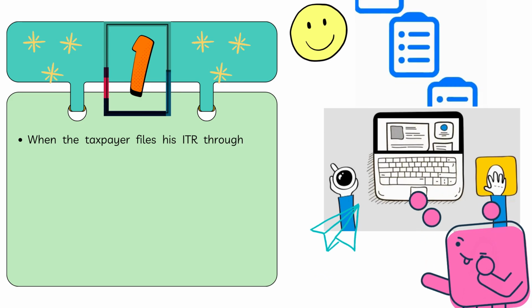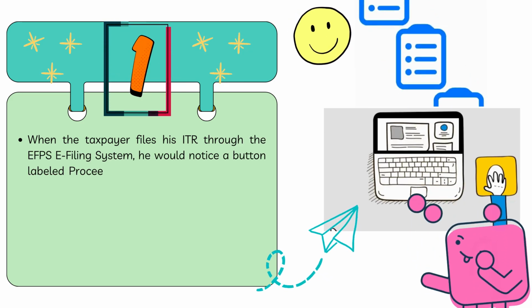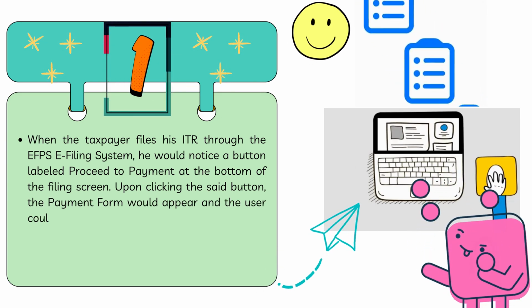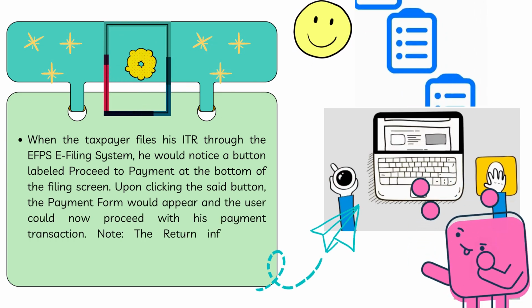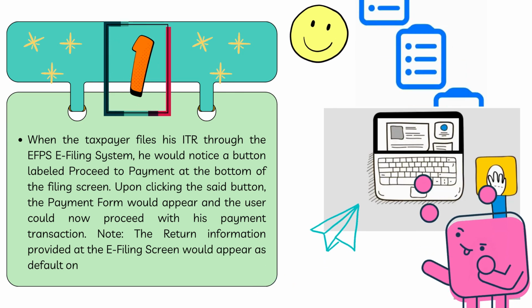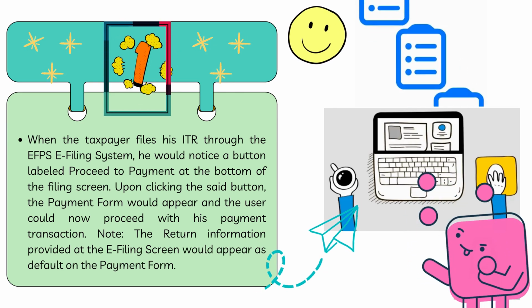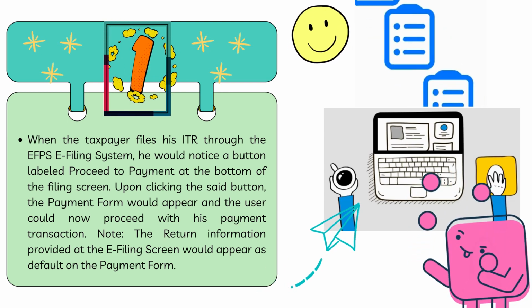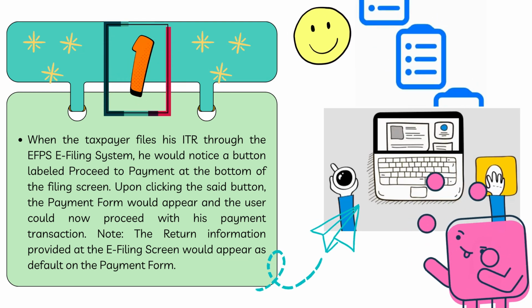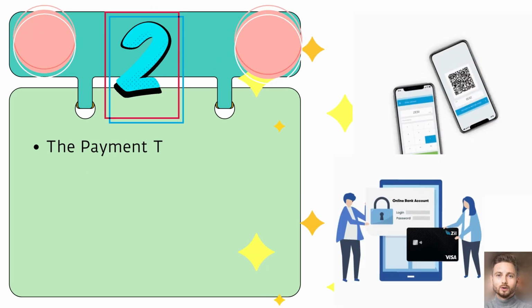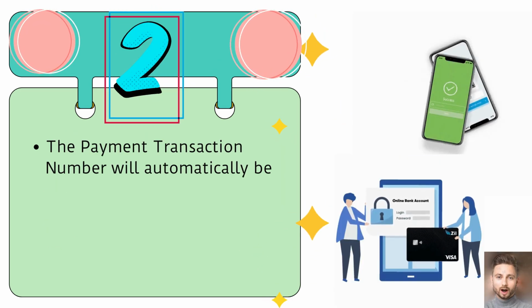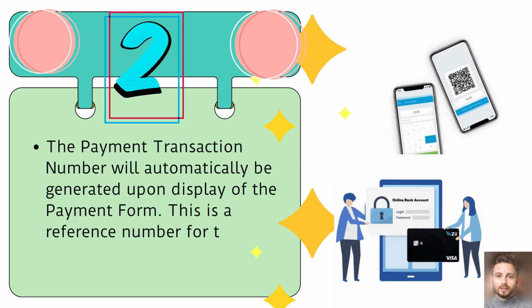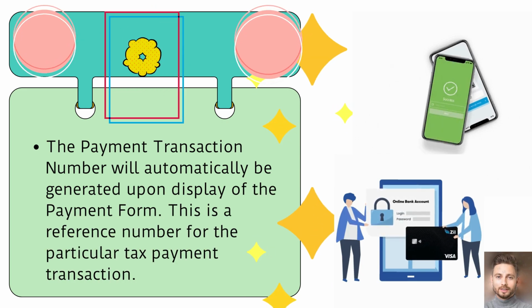Number 1. When the taxpayer files his ITR through the eFPS e-filing system, he would notice a button labeled Proceed to Payment at the bottom of the filing screen. Upon clicking the said button, the payment form would appear and the user could now proceed with his payment transaction. Note: the return information provided at the e-filing screen would appear as default on the payment form. Number 2. The payment transaction number will automatically be generated upon display of the payment form. This is a reference number for the particular tax payment transaction.